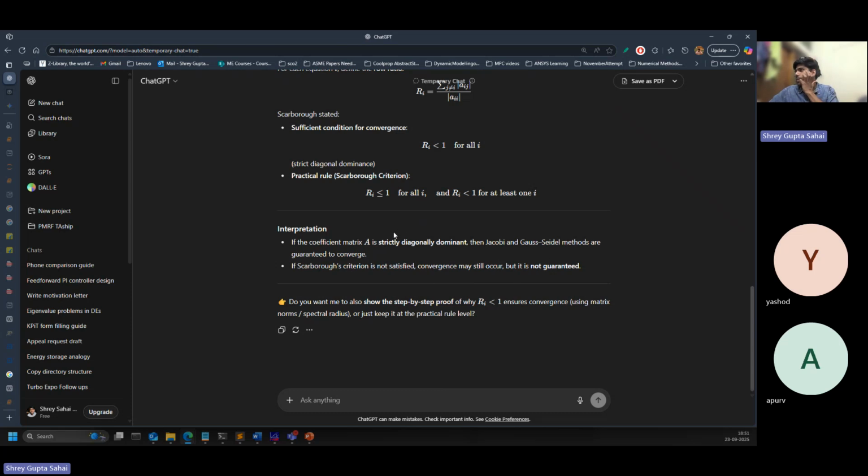But let's understand two things. One, what is a diagonally dominant matrix? And two, do you have any other questions to ask GPT? For example, how do we arrive at the Ri less than one condition from AX equals to B?